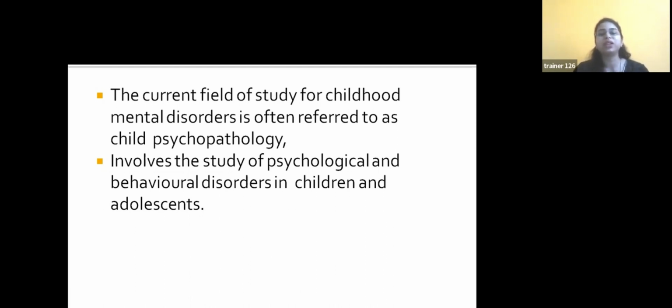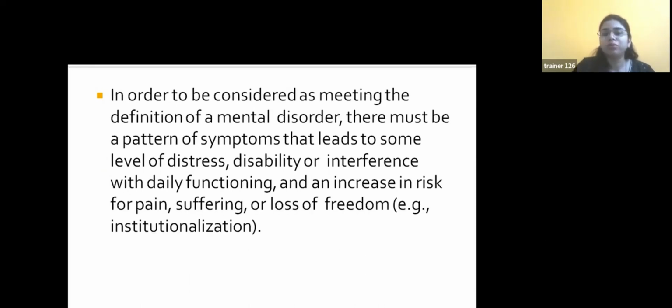So here it is not only about small children. When we talk about psychopathology, it is not only about small children but even adolescent years, the teenage years from say 13 to 18, whatever age group of students are there, they also come under the category of child psychopathology. Now in order to be considered as meeting the definition of mental disorder, there must be a pattern of symptoms, right, which leads to some kind of distress.